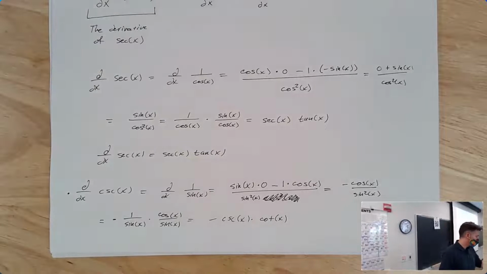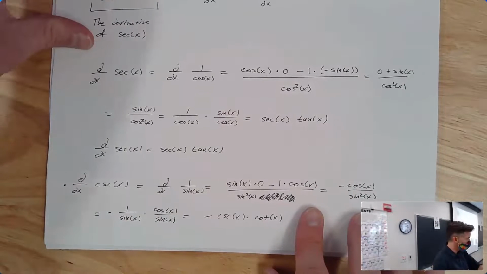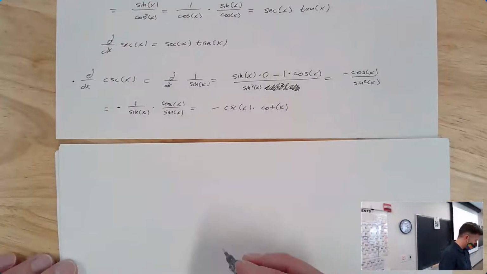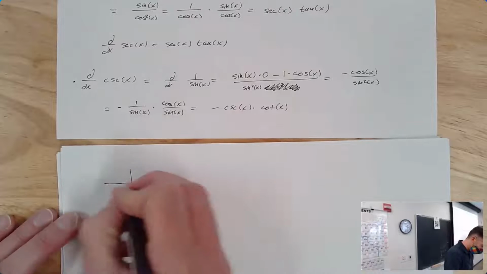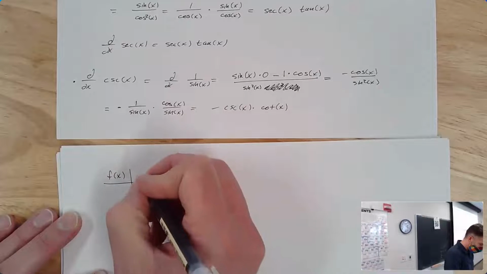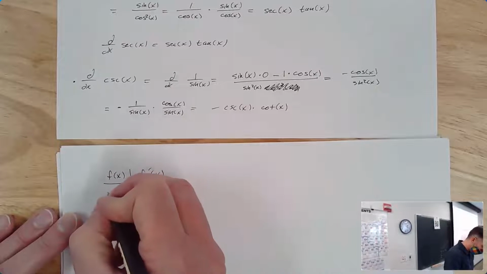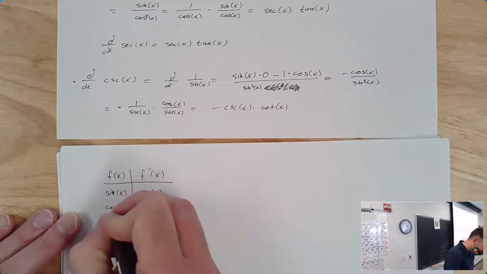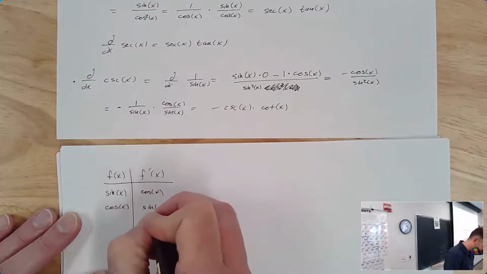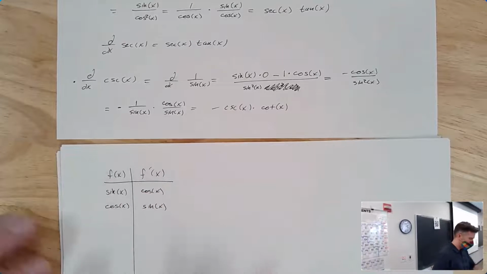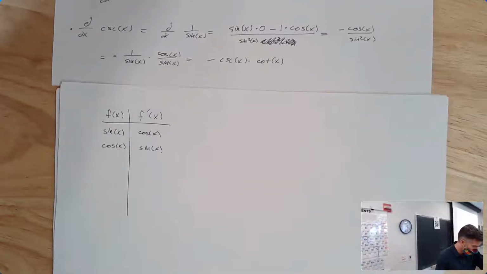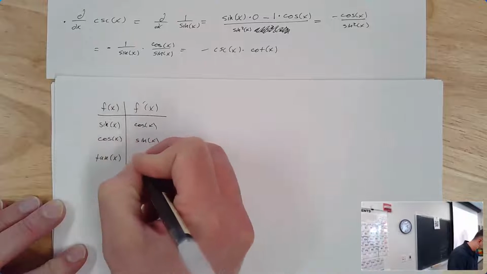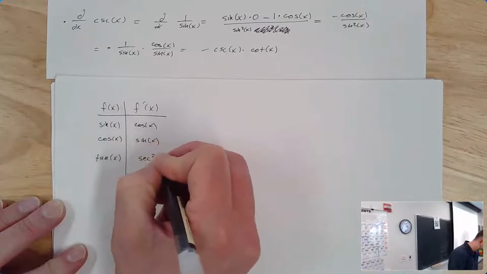So let's write them all out in a little table so that we can remember them. So, got your function, got your derivative. Derivative of sine of x is cosine of x. Derivative of cosine of x is negative sine of x. And I'm going to say a couple things here to help. Derivative of tangent of x is secant squared of x.